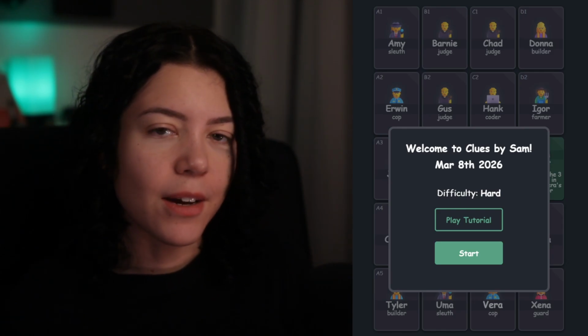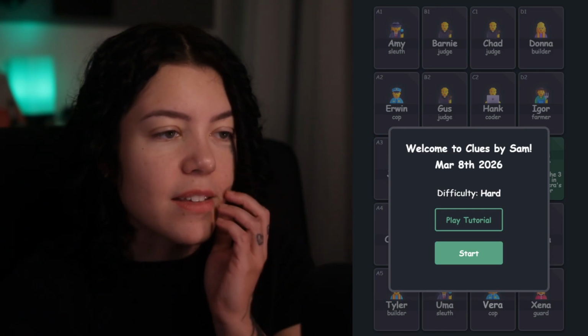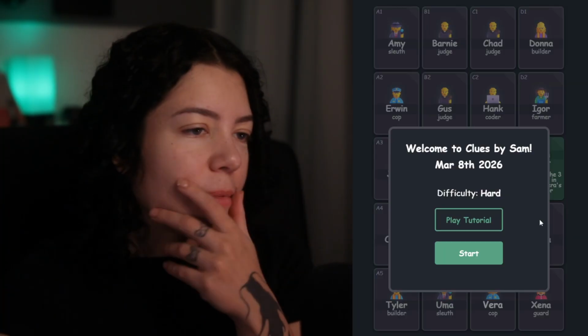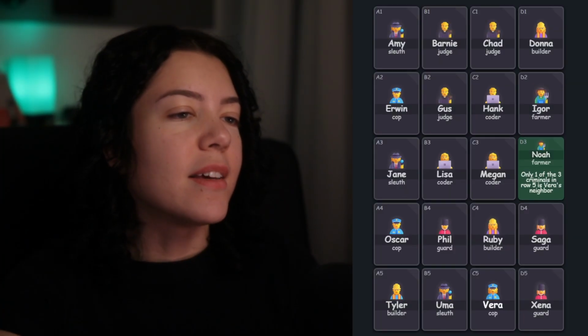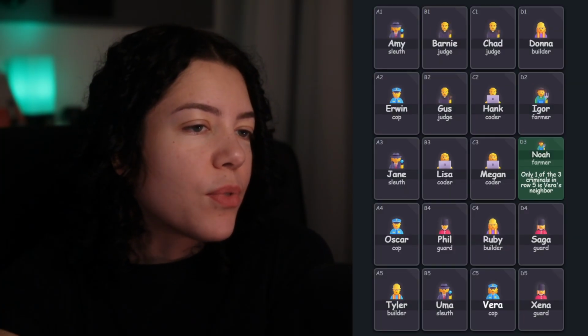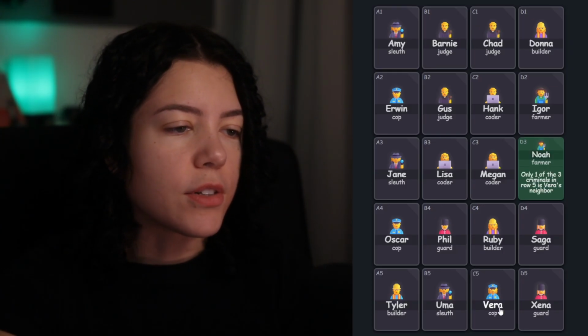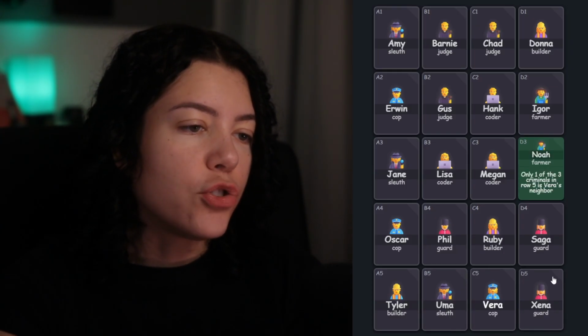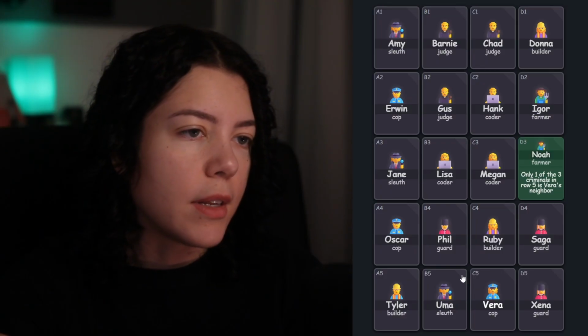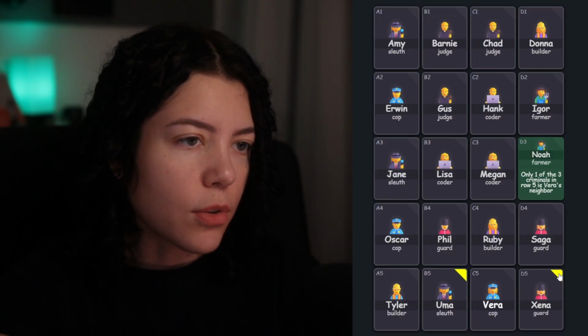I'll start mine right away and explain my logic as I go. So shall we start with Noah telling us that only one of the 3 criminals in row 5 is Vera's neighbor. So Vera is in row 5 herself, which means that the 2 people who are also in row 5 that neighbor her are opposites. Only one of them is a criminal, the other one is an innocent.